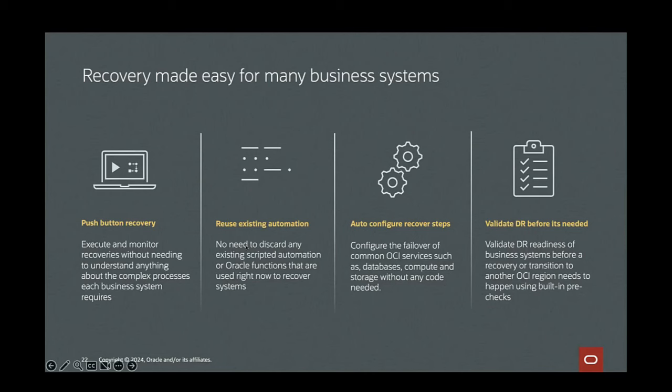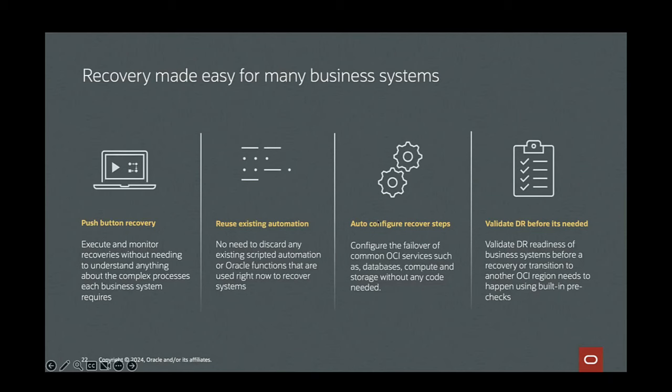You can also reuse existing automations, so you don't need to discard any existing scripted automation. You can quickly create DR protection groups and DR or disaster recovery plans and deploy resources using REST APIs, CLI, SDK, Terraform, and Resource Manager. And Resource Manager is actually one of my favorite tools in OCI, so it's more of Terraform as a service. So you can automate the process of provisioning your infrastructure with the Resource Manager and also manage the state of that. That's one way to go about that automation.